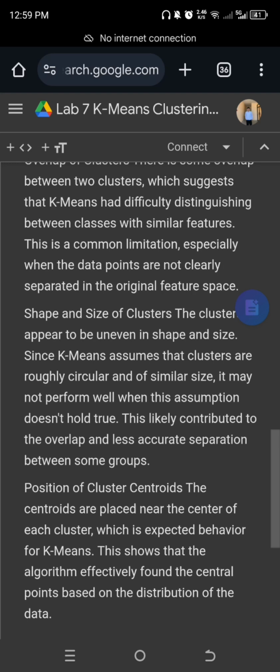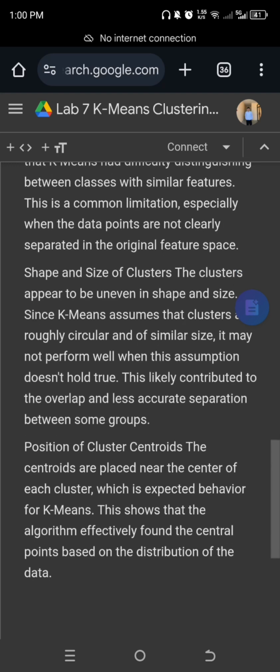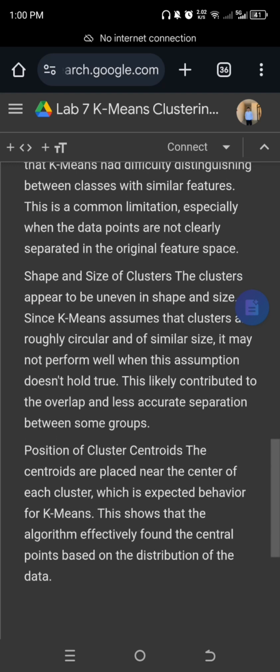Position of cluster centroids. The centroids are placed near the center of each cluster, which is the expected behavior of K-means. This shows that the algorithm effectively found the central points based on the distribution of the data. Then that's all.